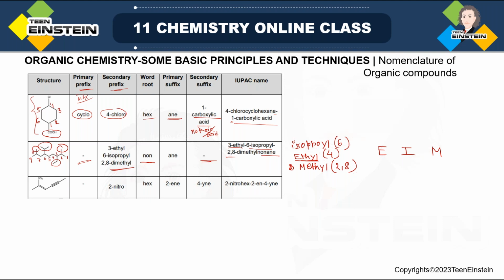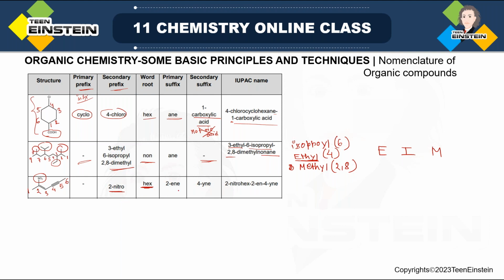And which one do you have to give priority? You have to give priority to the C=C double bond. So that is why we will start numbering from this side. Total 6, hex. Nitro is the substituent, so it is at the 2 position: 2-nitro. And as here we have given preference to the double bond.